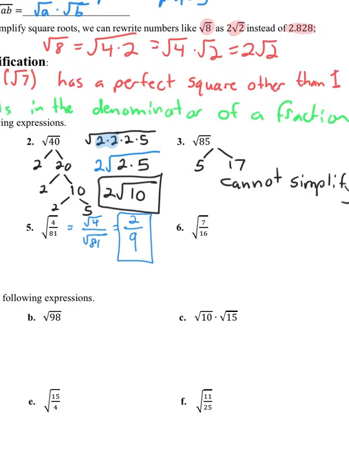And then last one, problem 6, square root of 7/16. That's the square root of 7 over the square root of 16. Well, square root of 7 is not going to simplify, but square root of 16 is 4. And thankfully, we don't have a radical in the denominator. But those are 6 good examples right there.